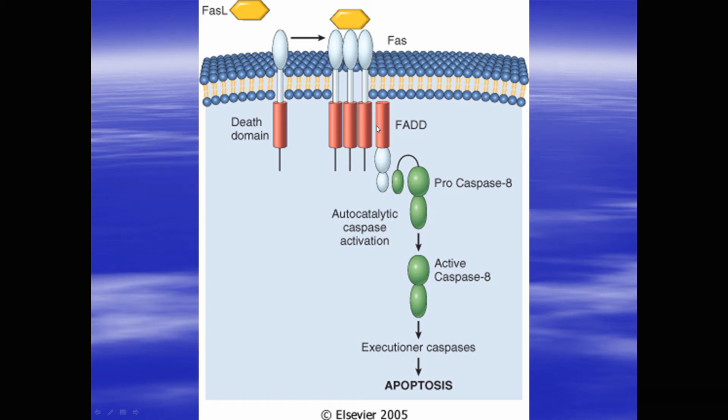Now, the extrinsic pathway. This is an example of the Fas ligand binding to the death receptor at the death domain and activating some other membrane protein to activate procaspase 8. This is an inactive enzyme, in inactive form. After being activated, autocatalytic caspase activation occurs to activate the caspase itself and also other caspases, executioner caspases, triggering the death of the cell.